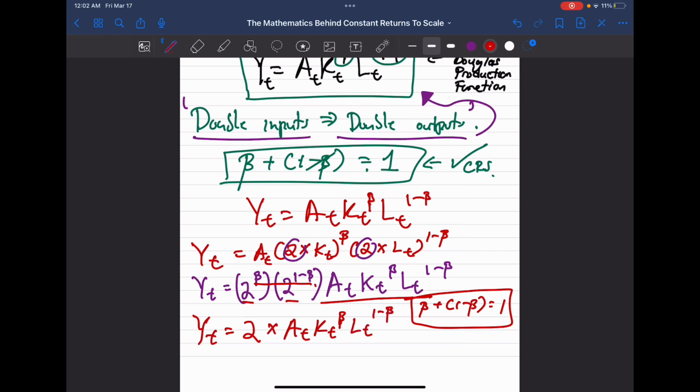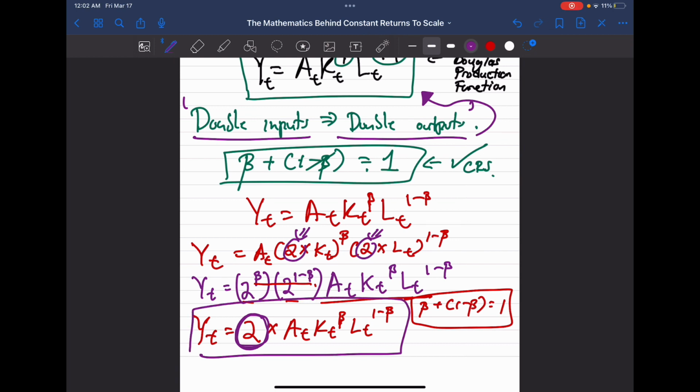So in this case, we can see that if we double the inputs, we multiply the 2 here inside, double the capital, multiply the capital by 2, and multiply the labor by 2 because we're doubling the labor. If we manipulate the equation here, then we can see that we're doubling the output. Why? Because we're multiplying by 2 here. So of course the output doubles. And that is why constant returns to scale holds. We double the inputs, we double the outputs. We multiply by 2 here.